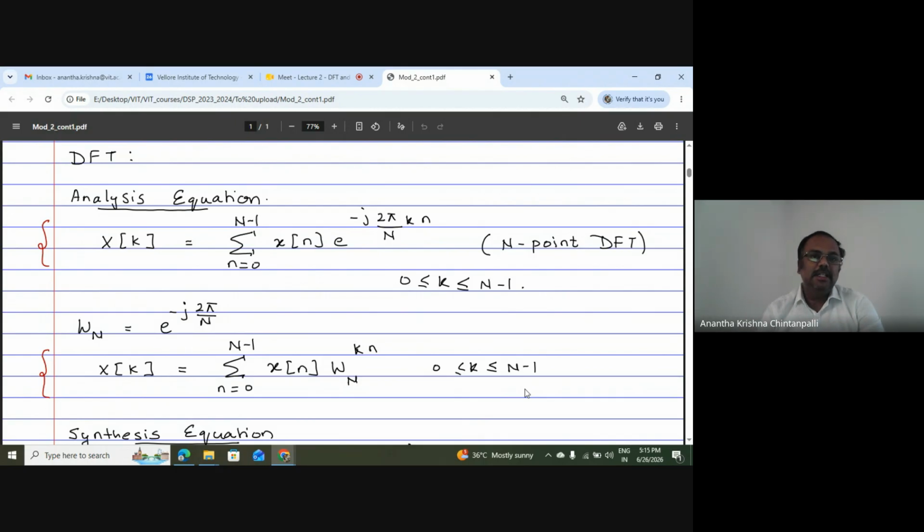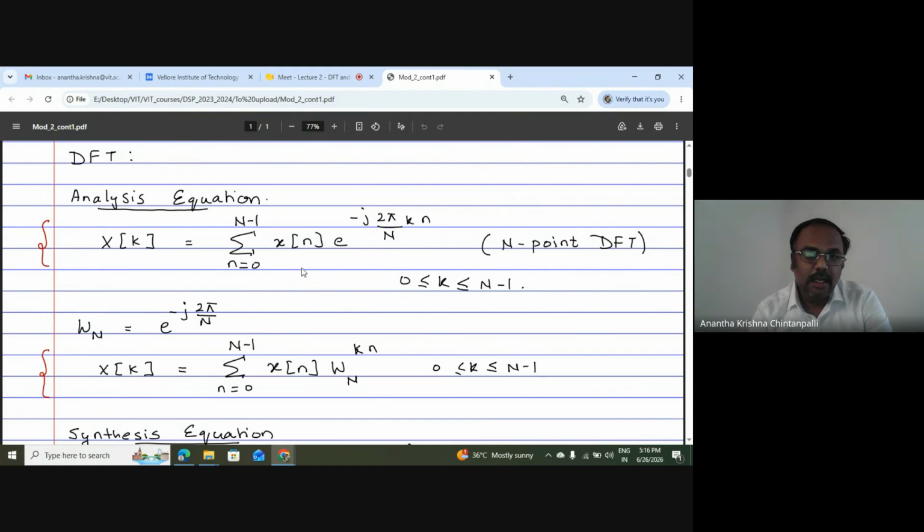In the case of discrete Fourier transform, because the signal is of finite duration, the analysis equation is given by capital X of k. In DFT, it is not capital X of e to the power of j omega; here it is capital X of k, equal to the summation of n goes from 0 to capital N minus 1, because the signal length is N, of x of n e to the power of minus j 2 pi k by capital N times little n. We call this the N-point discrete Fourier transform, where k goes from 0 to N minus 1 inclusive.